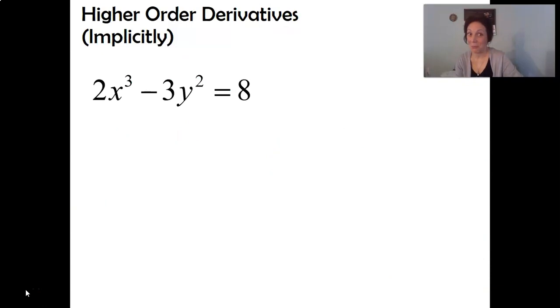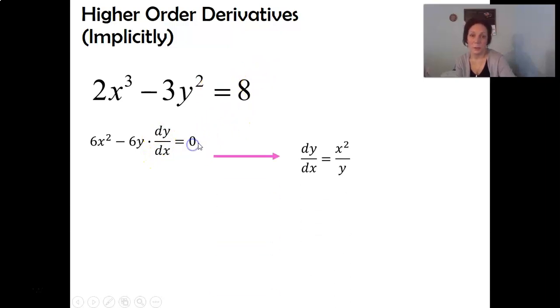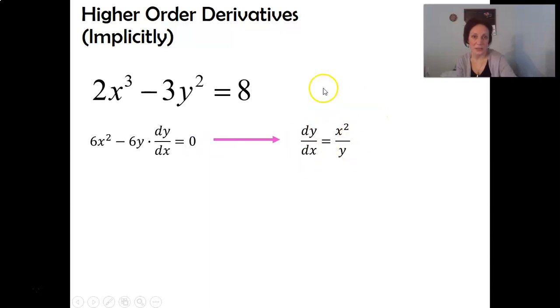Okay, the last thing we need to talk about in this section is taking higher order derivatives when you are doing a derivative implicitly. And there's only one little kind of thing that pops up for us. So let's take this example that we've already done the first derivative of. If you remember earlier, we took the first derivative of this implicitly. So 2x cubed became 6x squared, dx/dx, just a 1, minus 3y squared becomes 6y dy/dx. And then my 8 turns into a 0. We solve for dy/dx, and we get x squared over y. So we did this earlier.